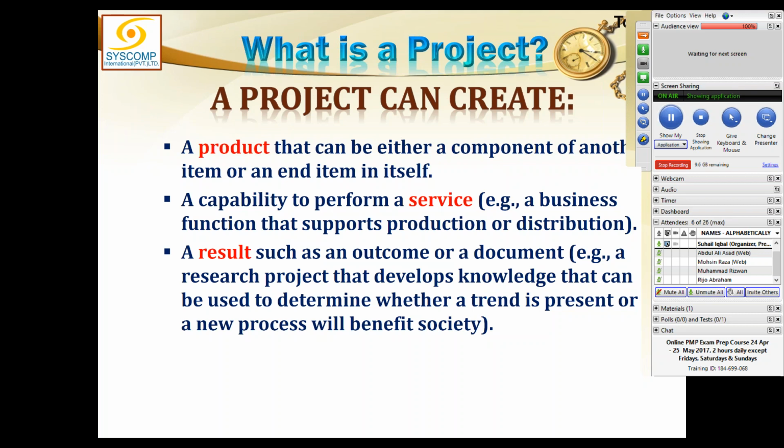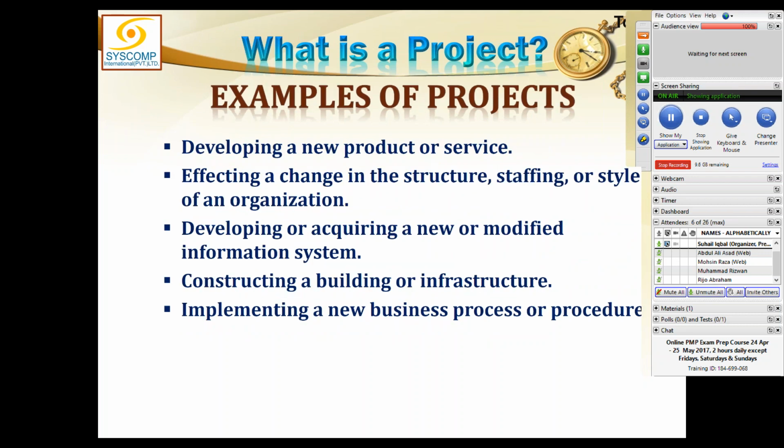Or it could even be a result. Maybe creating a feasibility study is the objective of the project. So the result is the feasibility, which is the report, which is a document. So projects could be producing a product, service or result. So now you could very easily assess what a project could be.